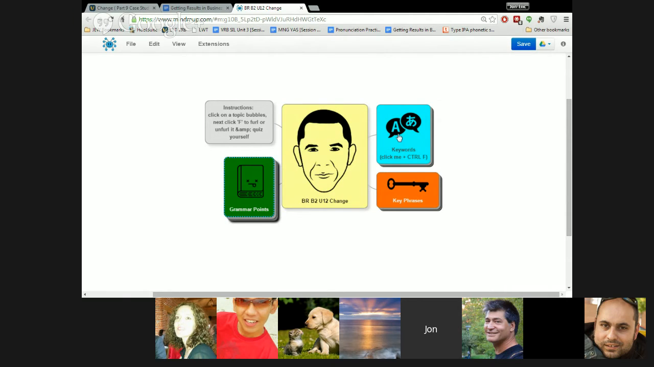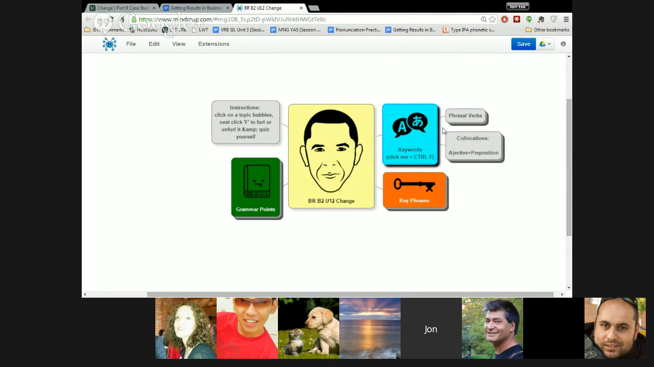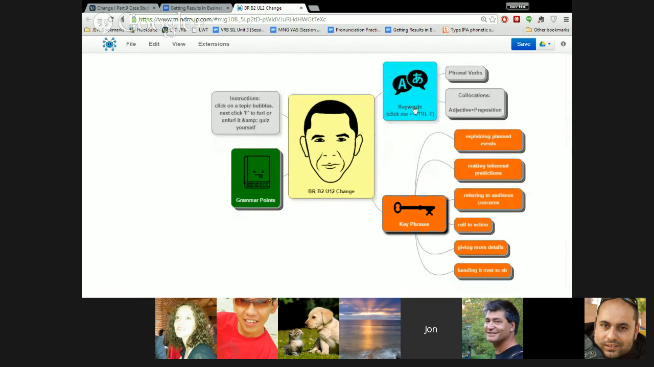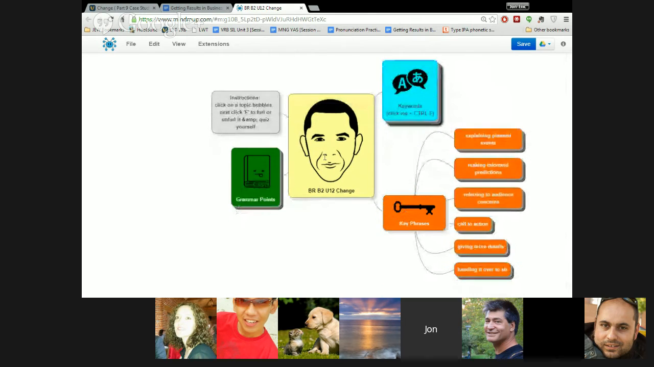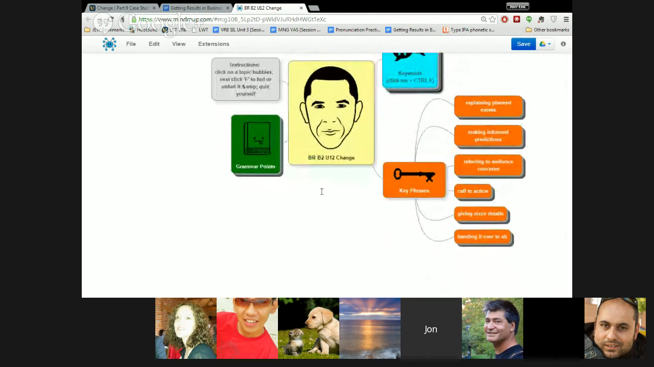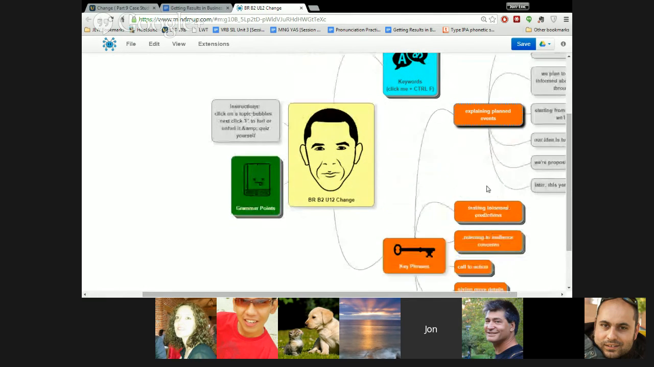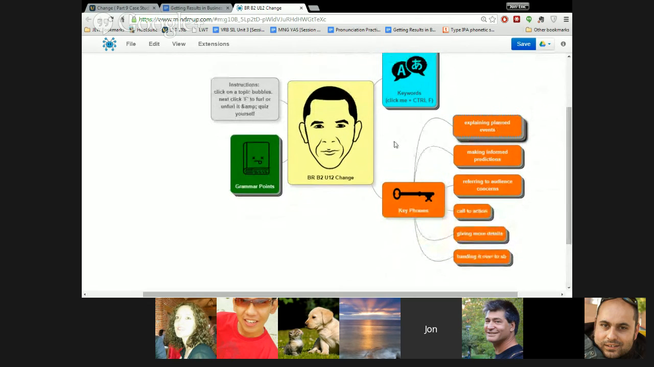So we got our grammar points. We had our vocabulary over here, phrasal verbs and collocations. Whoops, adjectives is spelled wrong. And we had, let's close this. And we had our key phrases here. There we go. Planning an event, making informed predictions. We're going to come back to this because we're going to need to use a lot of this language today. So I'm not going to open it all. It's too big, but I'll leave that on the board and we'll come back to it.